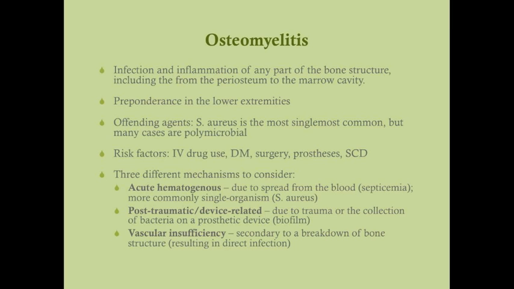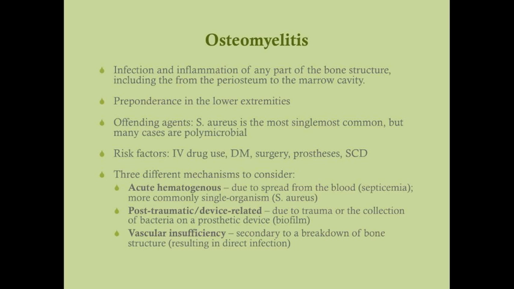The first is the acute hematogenous mechanism, and that would be due to spread from the blood. So you have infected blood, septicemia, you have bacteria in your blood, perhaps you have symptoms from that, perhaps you are septic, or maybe not. But you have bacteria in your blood and it spreads to the bone, plain and simple. The most common organism in acute hematogenous osteomyelitis is Staph aureus, and usually when you have osteomyelitis from the acute hematogenous route, it is a single organism, and that organism is Staph aureus.